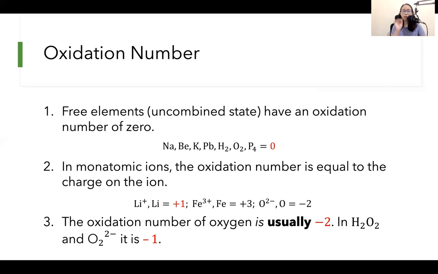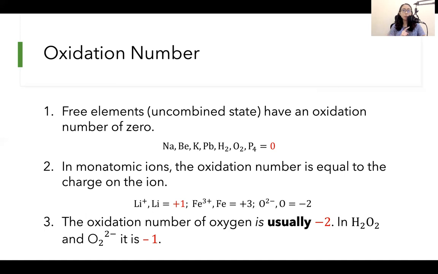So again, if you see monoatomic ions, the oxidation number of the element in that monoatomic ion is equal to the charge. So for oxygen, it's negative because oxygen tends to form O2-. So for this one, the oxidation number of oxygen in this ion is negative 2.